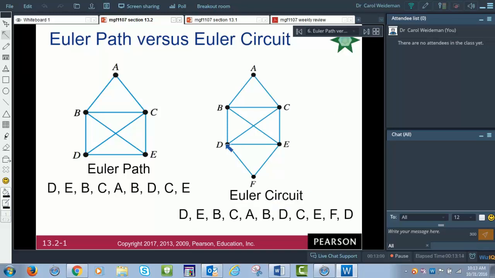But we do have on this figure a Euler circuit, and we're going to start at D, which means we have to end at D. One thing you might want to do when you're doing these is mark off each edge as you've used it. So I'm going to change my color so you can see that.